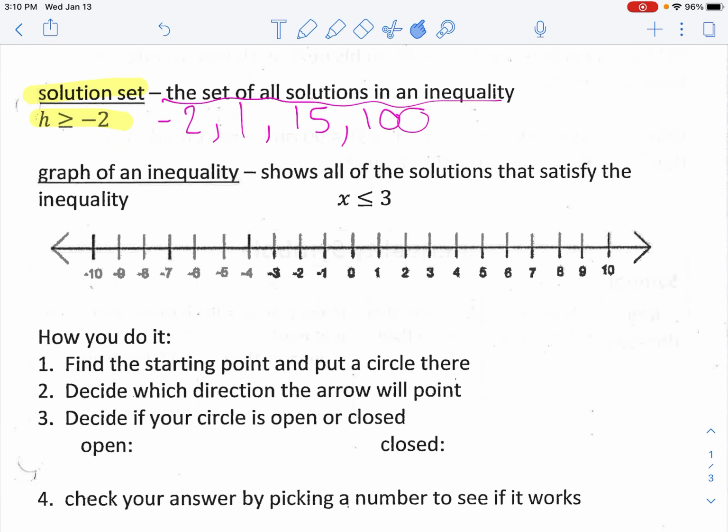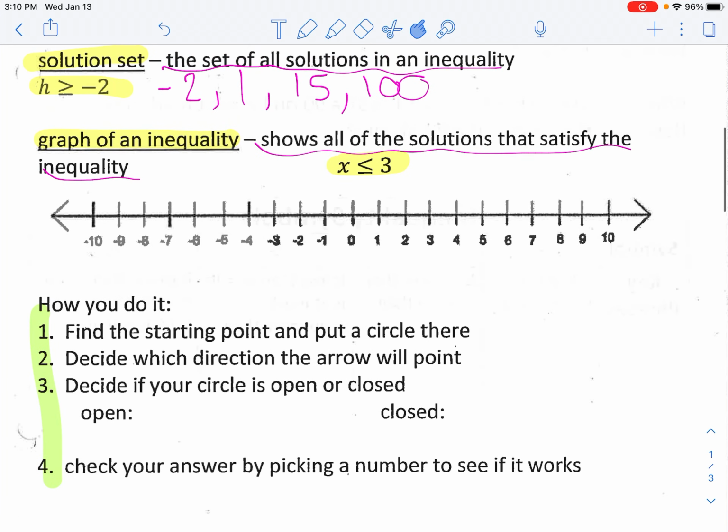Graphing an inequality shows all of the solutions that satisfy the inequality. All right, so we are going to look at x is less than or equal to 3. And I am going to follow steps 1 through 4 down here at the bottom.